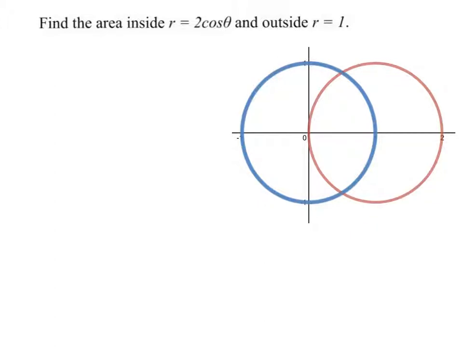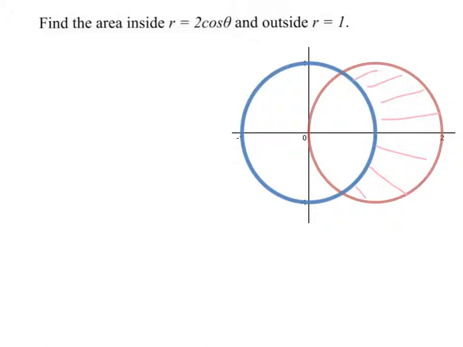Find the area inside of these two circles. So inside the red circle and outside r equals 1. So the area, and I'm going to lightly shade it here, the area we are talking about is here. Area inside the one circle and outside the other.